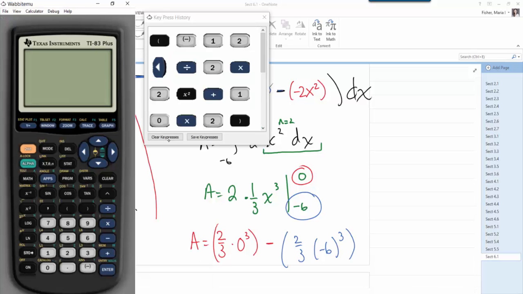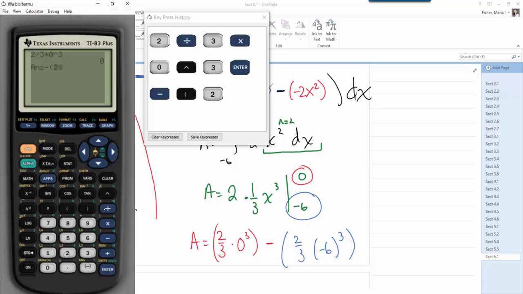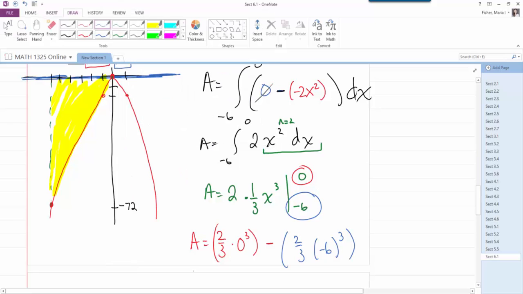Plugging this into the calculator to find the answer, you're looking at 2/3 times 0 to the third, and that gets subtracted from 2/3 times -6 to the third. And I end up with 144. So the area that is bounded by the curves y equals -2x squared, y equals 0, from -6 to 0 is equal to 144.